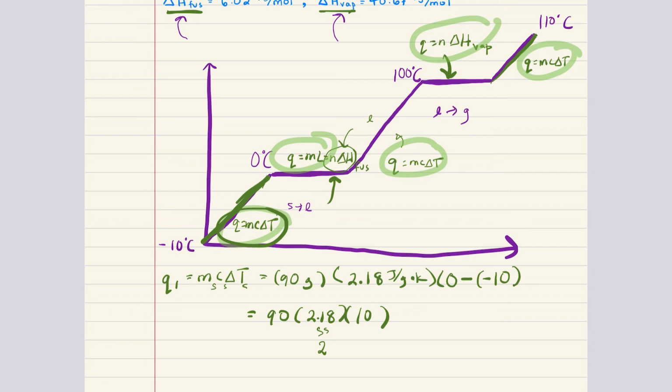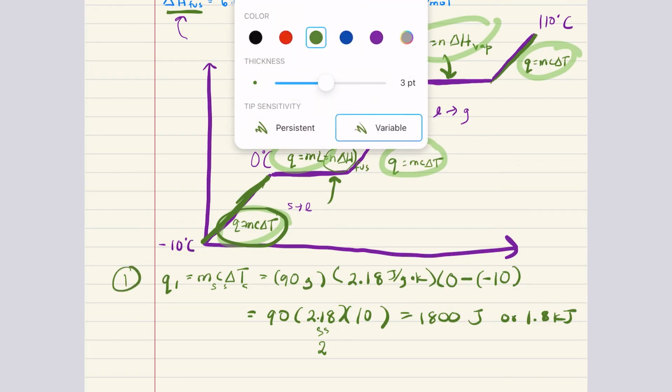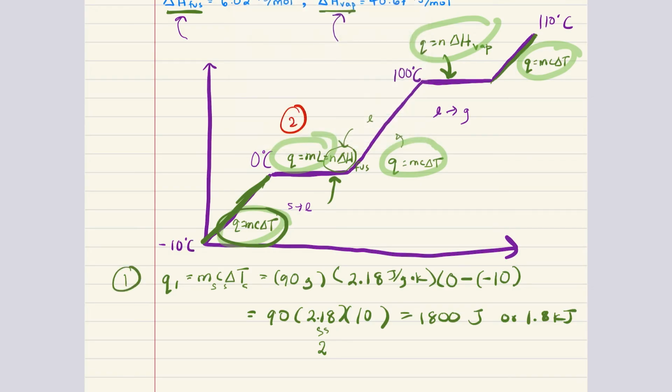Now we have 90 times 2, that's 180, and then 180 multiplied by 10. That's going to be 1800 joules, or in other words, 1.8 kilojoules. So that's our first segment. That's our step 1. Now our step 2 is going to be for this phase change from solid to liquid.